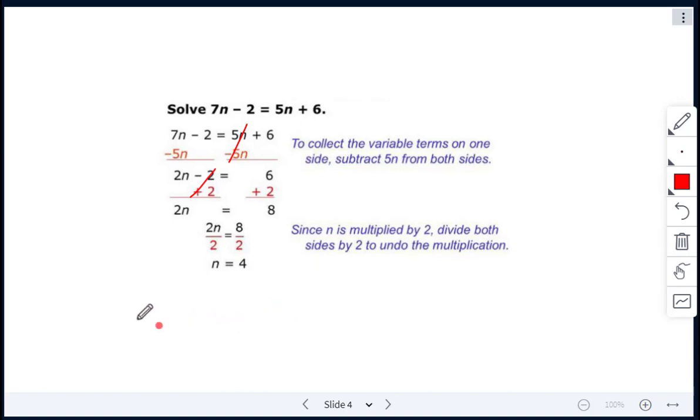Again, we can do a quick check to make sure that it works out so that the left side is equal to the right side. So 7 times 4 minus 2 has to equal 5 times 4 plus 6. On the left side, we have 7 times 4 is 28, and then 28 minus 2 is 26. On the right side, we have 5 times 4 is 20, plus 6 is 26. Left side is equal to right side, so that means we did that correctly.